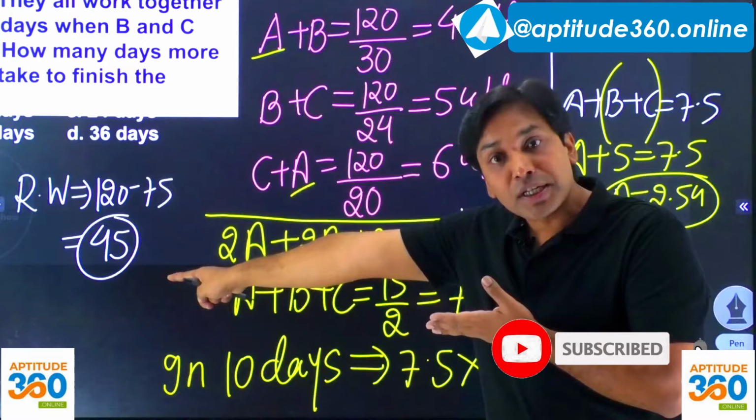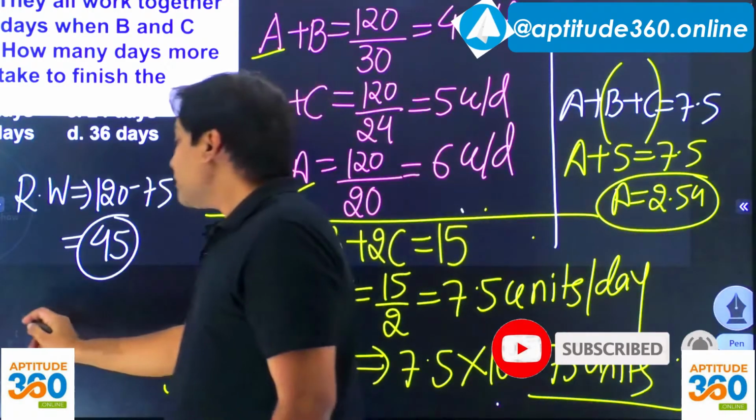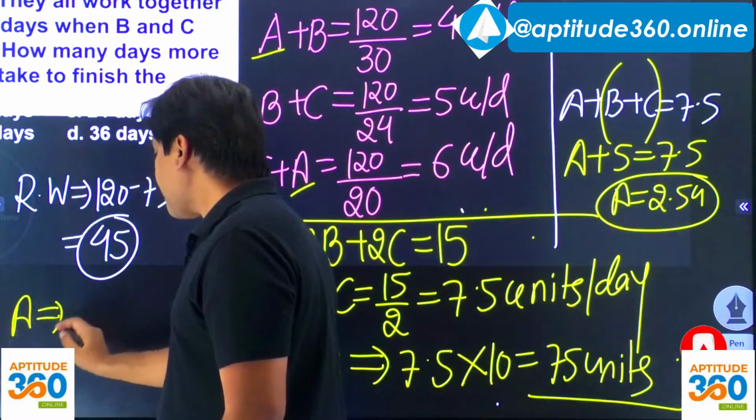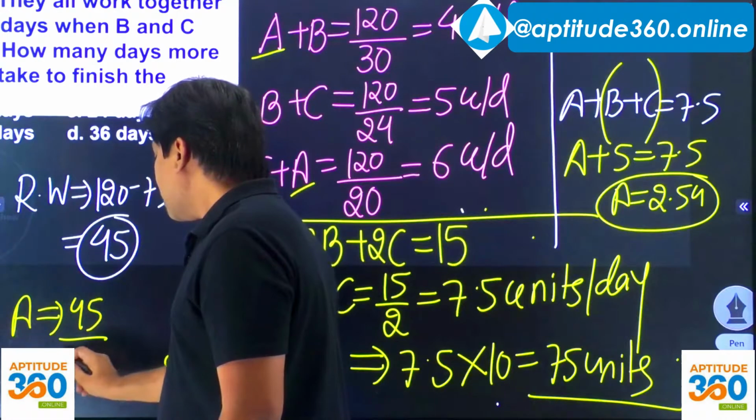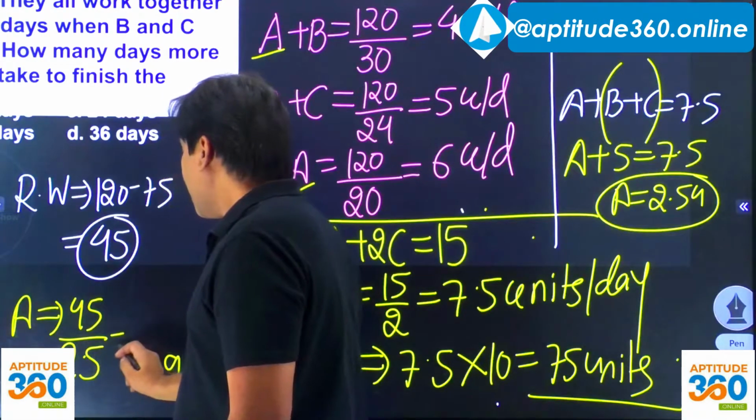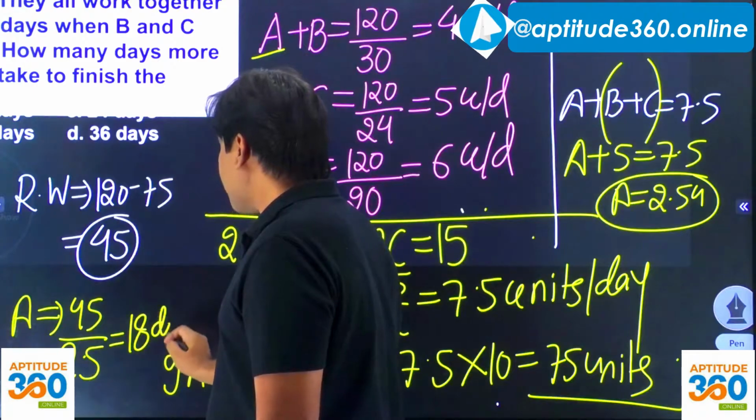which is 45 units. और अगर A को 45 units करना ही है at the rate of 2.5 units per day, what do you think is the answer? 18 days, काम खत्म हो गया.